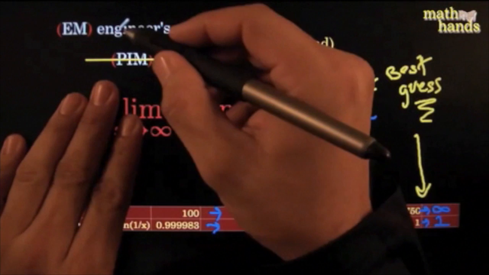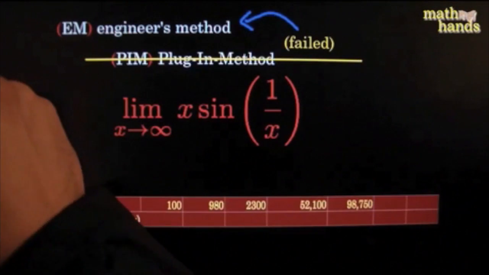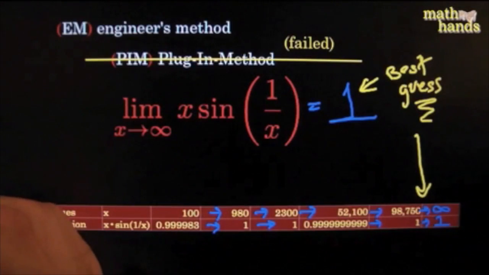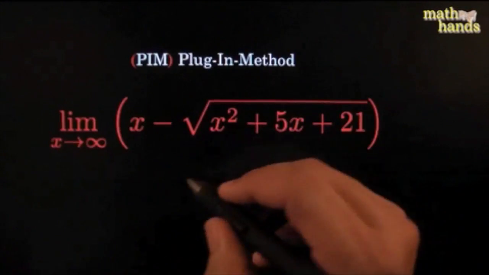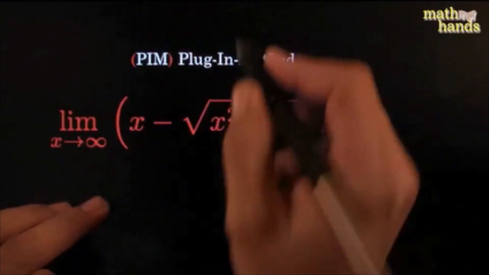Why in the world were we doing the engineer's method? Because the plug-in method often fails. It gives you indeterminate forms. So when that happens, you can always fall back on the engineer's method. Okay, try this one. So you try the plug-in method. Are you guys afraid or not?